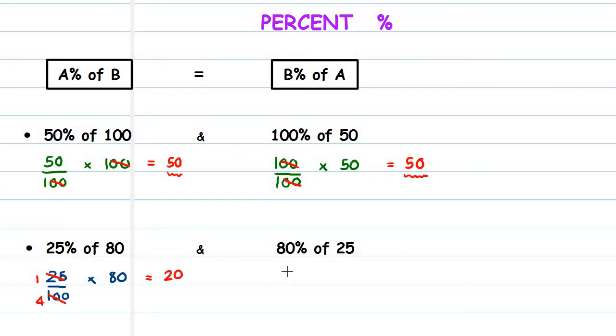How about 80% of 25? 80% means 80 divided by 100. Of means multiply. 25 means 25. So we can simplify this too. That's gonna be 1 and that's gonna be 4. So 80 divided by 4 is 20 again. Alright, so 25% of 80 is actually the same as 80% of 25.